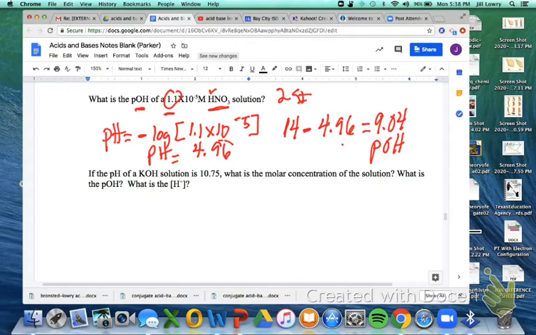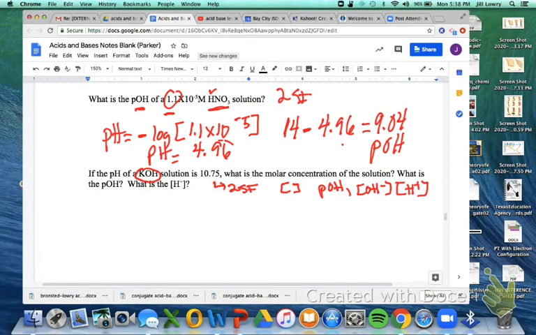If the pH of a potassium hydroxide solution is 10.75. A couple of things that I noticed here: that's a base, and this has 2 sig figs because that's a pH number, 2 places behind. What is the molar concentration? That's what I'm finding whenever I find anything in brackets. That's going to be my molarity. What is the pOH, and what is the hydronium ion? So I'm trying to find pOH, OH minus, and H plus. Those are the 3 things I'm trying to find.